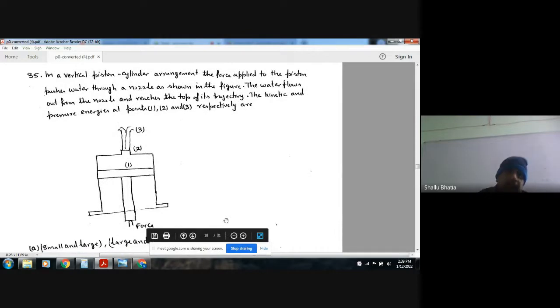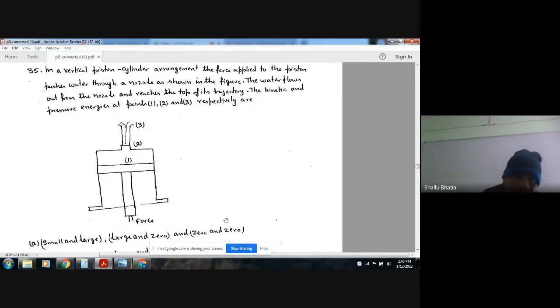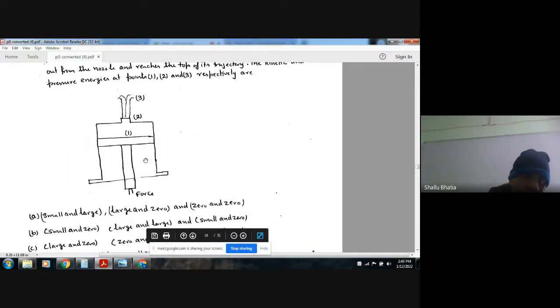In a vertical piston cylinder arrangement, the force applied to the piston pushes water through a nozzle as shown in the figure. The water flows out from the nozzle and reaches the top of its trajectory. The kinetic and pressure energies at points 1, 2, and 3 respectively are. So this is the piston, and here the water is there. And here the jet comes out.